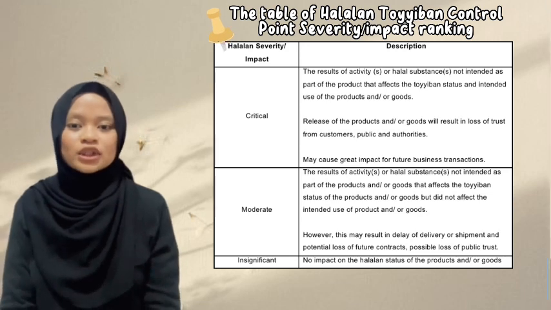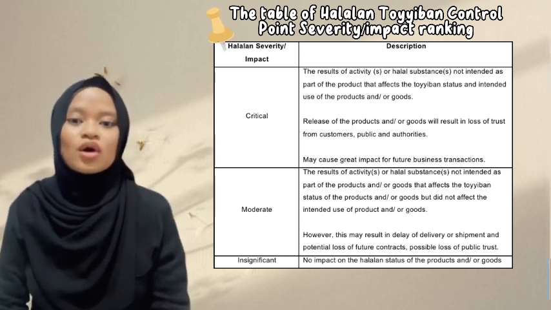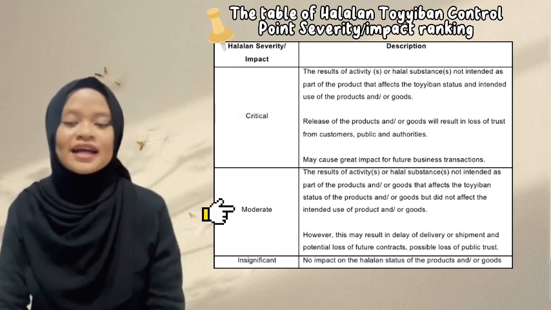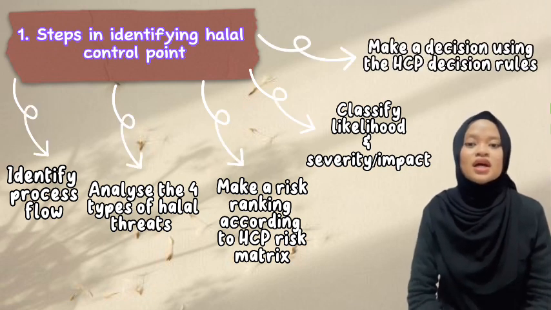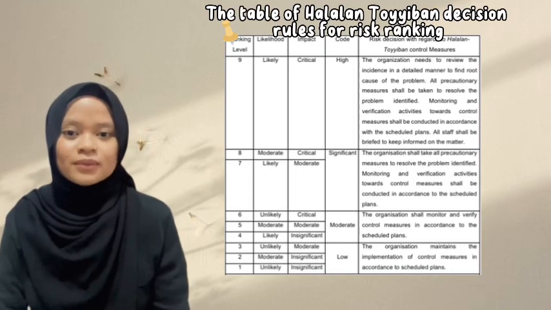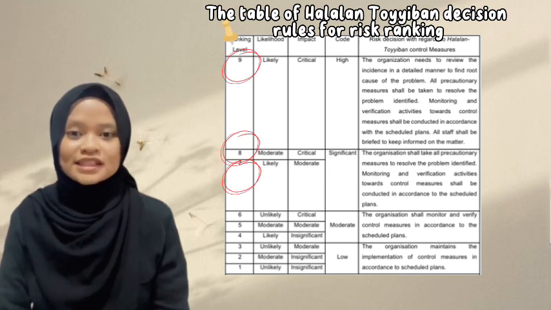Next, we move to the table of halal and toyiban control point severity or impact ranking. This table also contains 3 ranking, which is critical, moderate, and significant. The last step of identifying HCP is make a decision using HCP decision rules. So, this is the table. For ranking level number 7, 8, and 9, we must consider it as HCP.